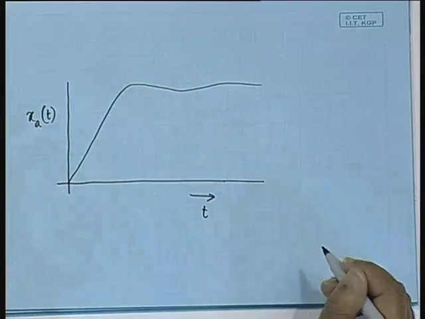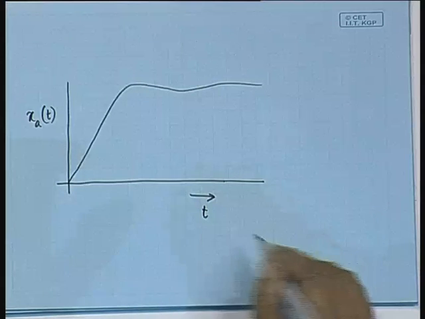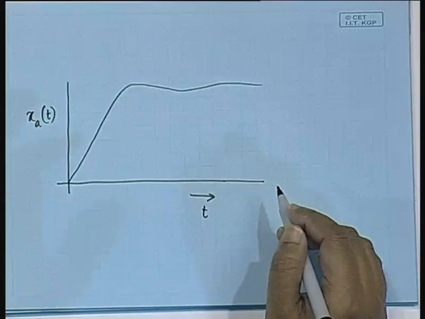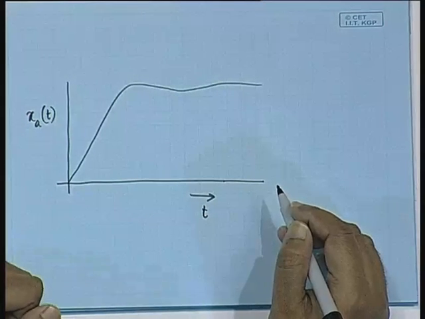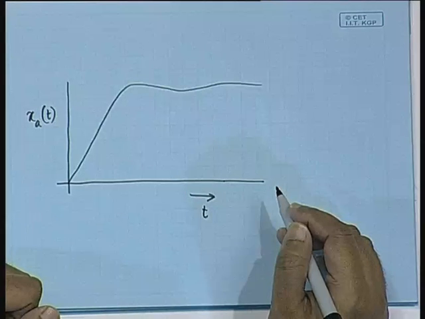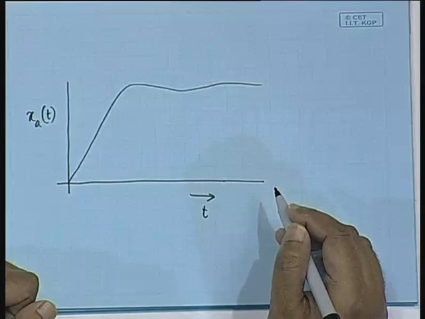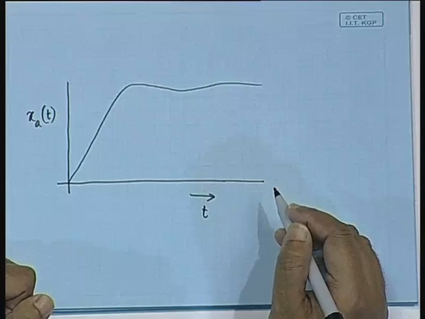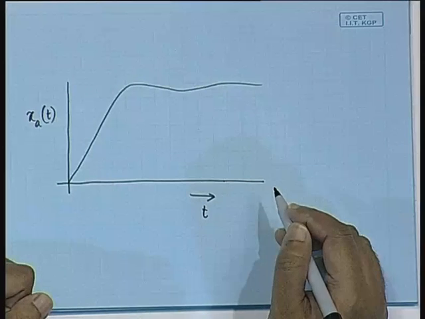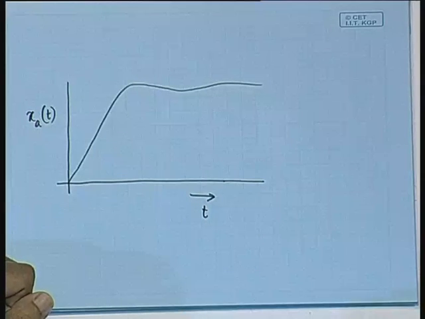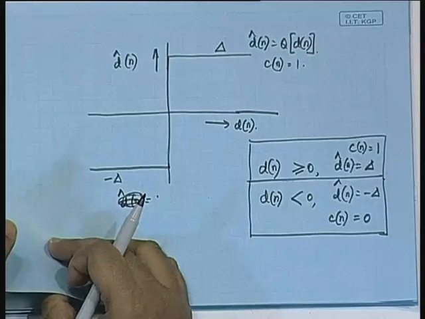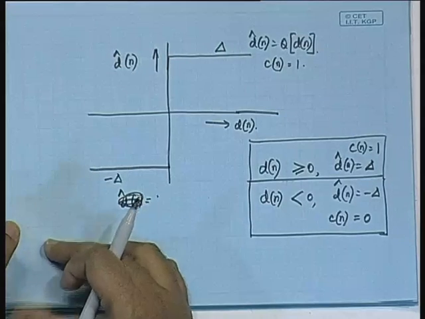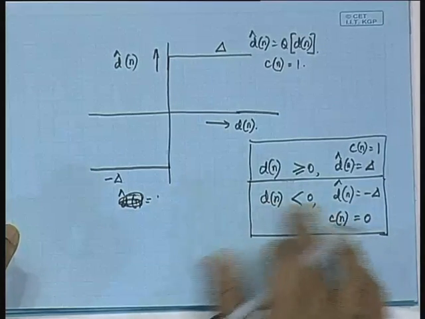So, this is a typical variation we have considered with respect to time. The analog waveform x a of t has varied with respect to time. Now, let us see what output we are going to expect. We are going to have C n equal to 1 if d n is greater than or equal to 0, and C n equal to 0 otherwise.